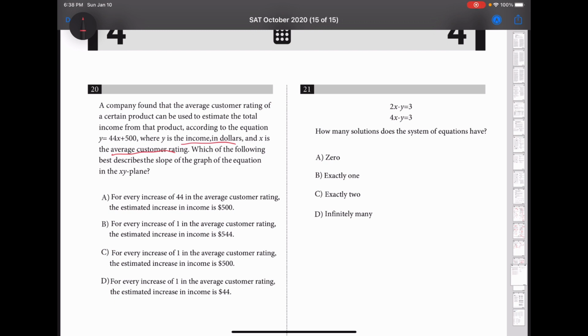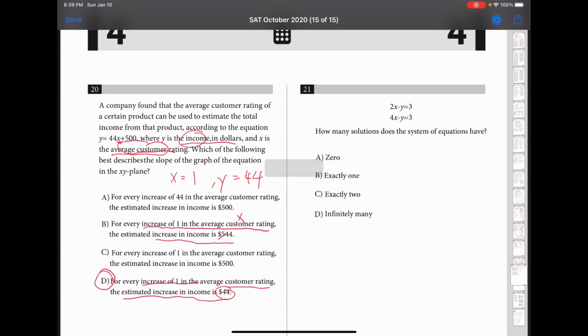So the best way to talk about this is just asking you the definition of slope. So that means for every one change in x, so every time x changes one time, y is going to change 44 in this instance, okay? So what does x mean in this equation? It is the average customer rating, and y equals the income. So that means, if we look at this, for every one increase in the average customer rating, which is x, the estimated increase in income is 544. Well, it's not going to be 544. It should be 44. So for every increase of 1 in the average customer rating, the estimated increase in income is 44. So the answer for number 20 is D.